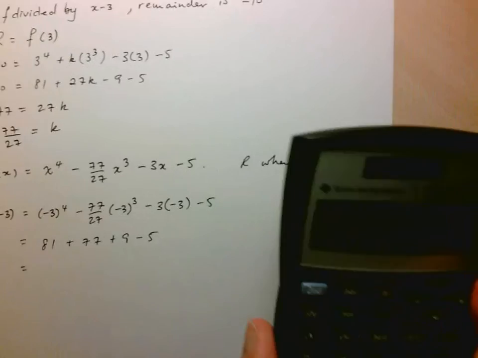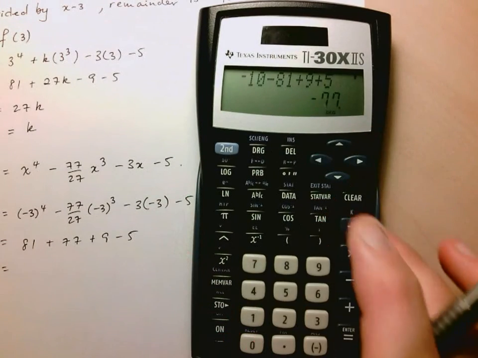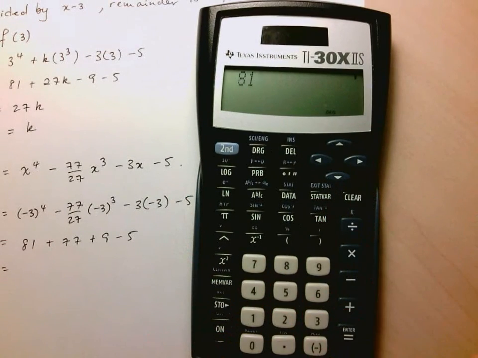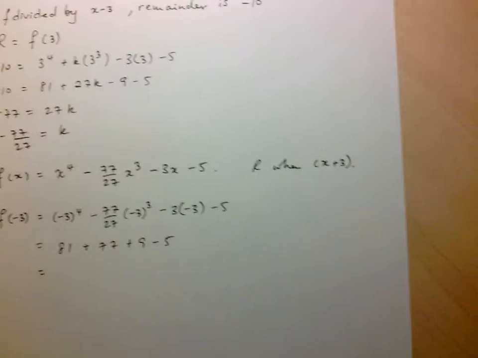Let's calculate that out. So what do we got here? We've got 81 plus 77 plus 9 minus 5, and that is equal to 162.